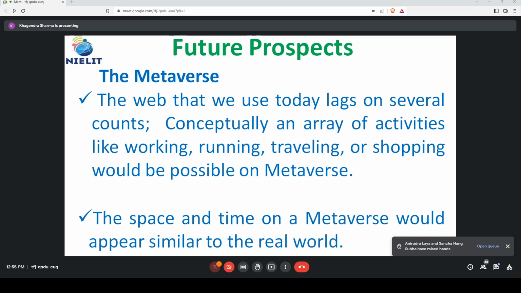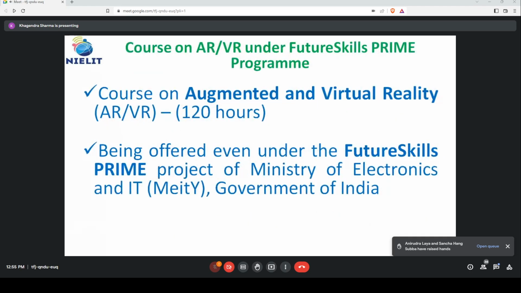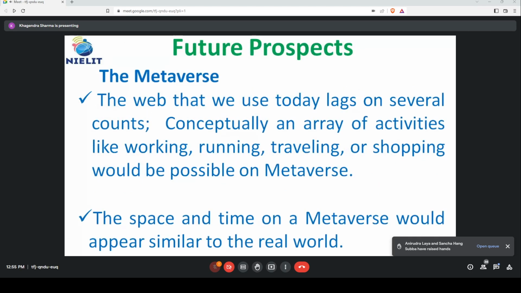You will walk also physically, okay. So that type of experience I am talking about, that is what is called the metaverse. The space and time in the metaverse would appear similar to the real world, and that's where VR, AR, and VR would be the main player, along with other technologies like blockchain, okay.